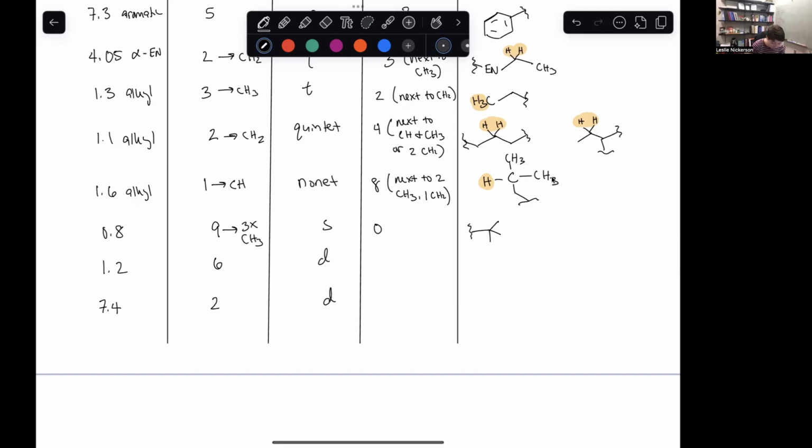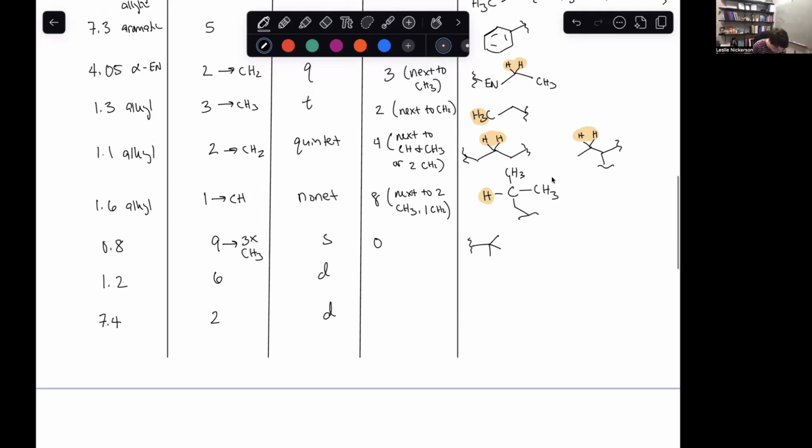The next one, 1.2 and integrating to 6. So 1.2 is again our alkyl region. Okay, and integrating to 6, probably going to be 2 CH3s. It would definitely be zebra territory to be having it as the 3 CH2s. That would be kind of a lot to be dealing with. So 2 CH3s, and if it's a doublet, we've got 1 neighbor. So it's going to be next to a CH.